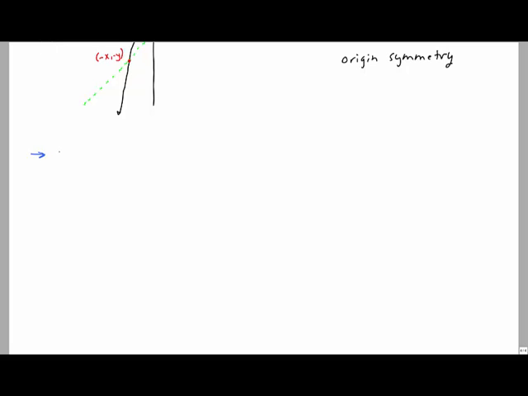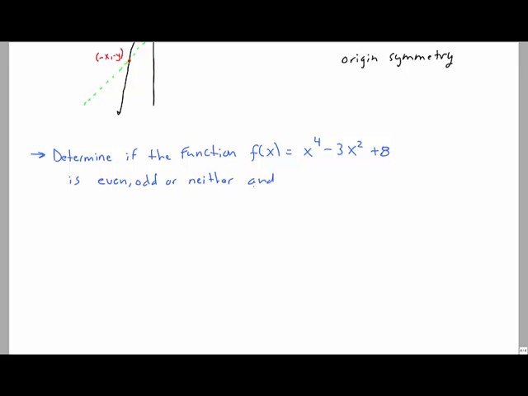So for this example, let's determine if the function, let's say f of x equals x to the fourth minus 3x squared plus 8, is even, odd, or neither, and its type of symmetry, if any.